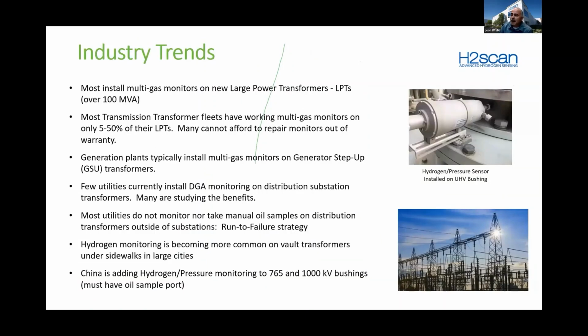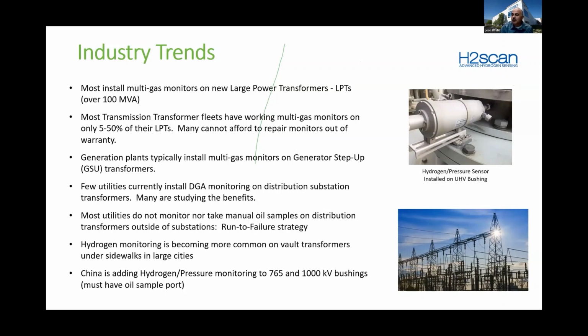And so the industry trends that we're seeing, again, most people install multi-gas monitors on transformers over 100 MVA. Most transformer fleets have working multi-gas monitors on only 5 to 50% of their large power transformers. A lot of people have been installing multi-gas monitors for 10, 15, 20 years. But if you ask them how many are working, they'll say, oh, maybe 5 to 10%, because they could justify it on the new transformer, but they didn't have the money to keep them running over the long term.